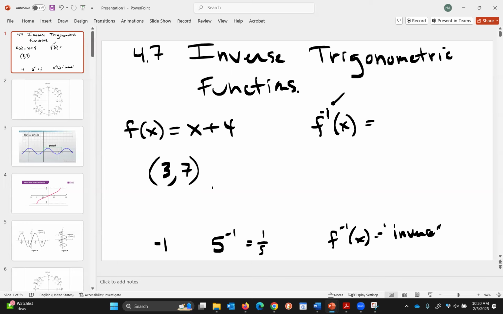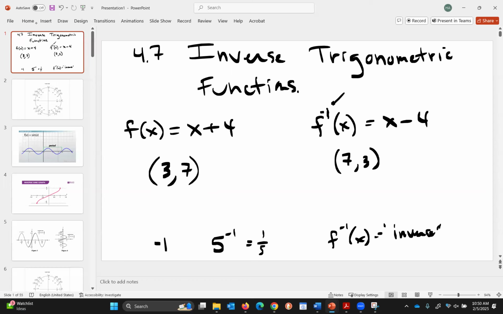Okay, so what is inverse? It goes like this: 7, 3. It just goes the other way. So now the question is, can you tell me what function would take a 7 and make it a 3? X minus 4. Notice it's just undoing the work of what this did.